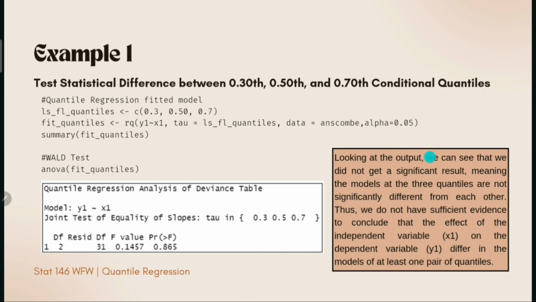For our interpretation, looking at the output, we can see that we did not get a significant result, meaning the models at the three quantiles are not significantly different from each other. Thus, we do not have sufficient evidence to conclude that the effect of the independent variable on the dependent variable differ in the models of at least one pair of quantiles.